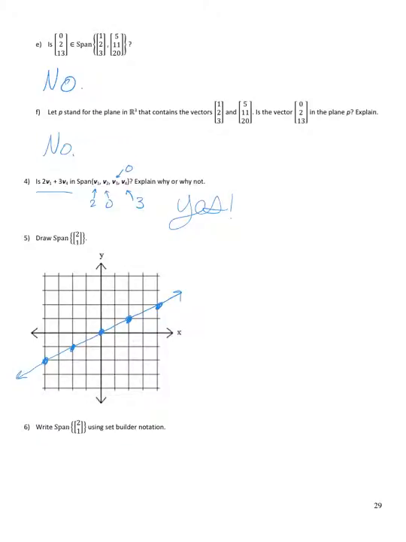If I want to write this in set builder notation, I could say it's the set of all vectors that are a multiple of (2, 1). So we would do (2, 1) times A, such that A is any real number. I could also distribute the A into the vector. So I could say it's the set of all vectors that look like (2A, A), such that A is an element of the reals.